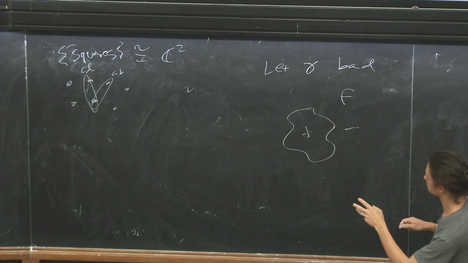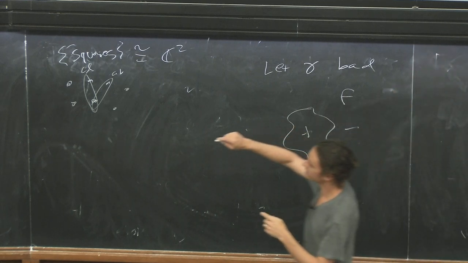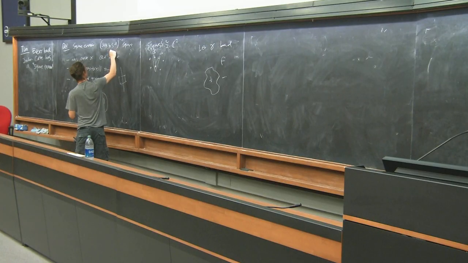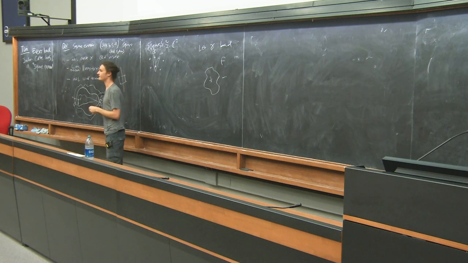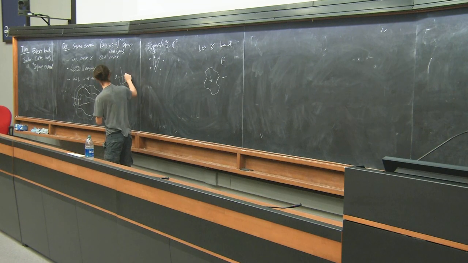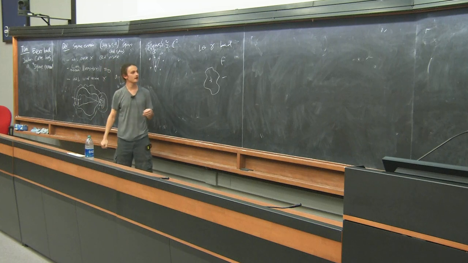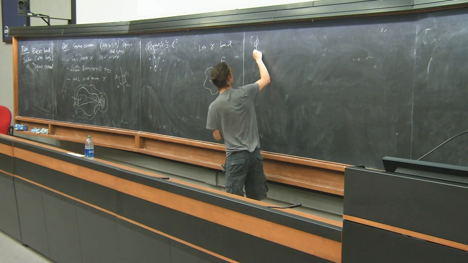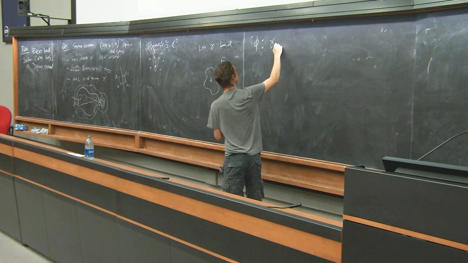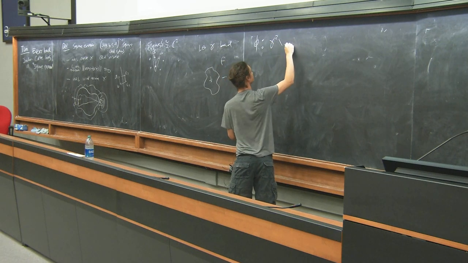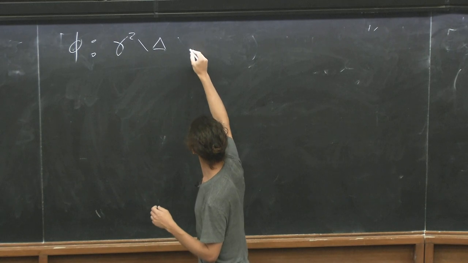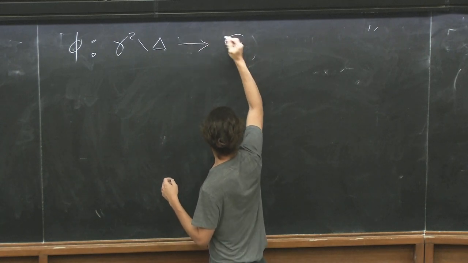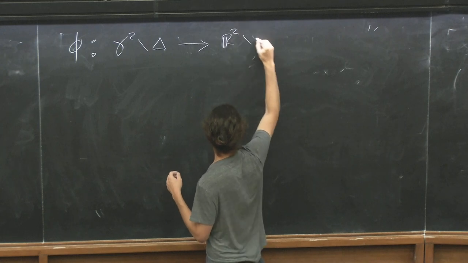And I'm going to define C1 and C2 of AB to be the linear functions that construct C and D out of A and B. So if I have A and B, this is C1 and this is C2 of these two. They're just linear functions. And I'm going to create a map, which I'm going to call phi, and this map goes from distinct points on the Jordan curve, so this is just points on the Jordan curve minus the diagonal, and it's going to map to R squared minus the origin.